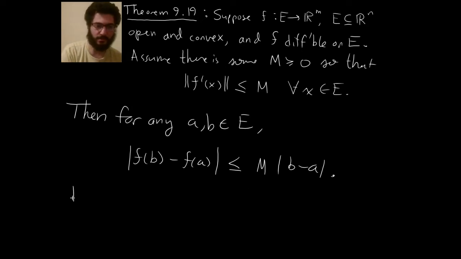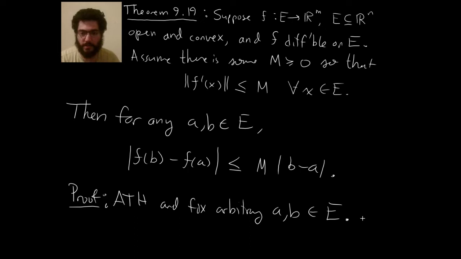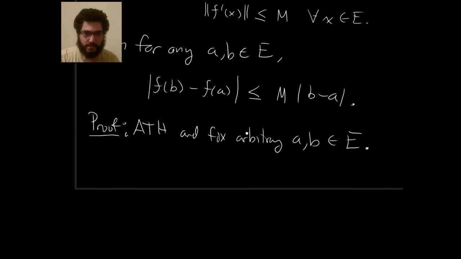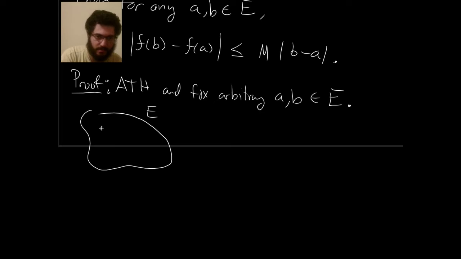Okay, so let's begin the proof. Let's start by assuming the hypotheses and fix some arbitrary points A and B in the domain E. So here's the picture that I'm going to keep in my head as I'm doing this. I've got E, A, and B, and I'm trying to show that the change in the values of f from A to B, the distance between f(A) and f(B), is bounded above by this thing.